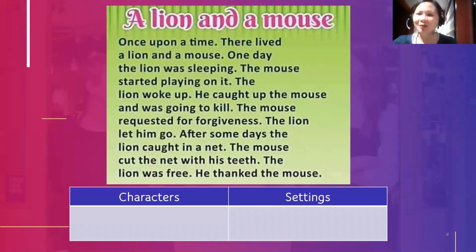So, you're going to fill in this chart below or the table below. So, who are the characters in the story? Oh, yes, you are very good. They are the lion and the mouse. Okay. How about the setting? Where do you think this story happened? Oh, wow, you got it correctly. Yes, it happened, of course, in the forest because we cannot see a lion on the street. Yeah, only in the forest. Although it was not stated here in the story, but of course, you can guess it based on the given data in the story.